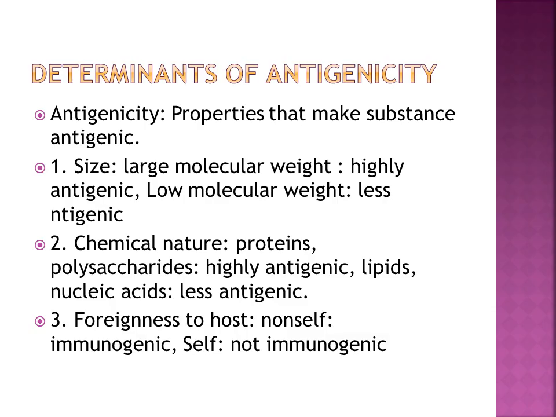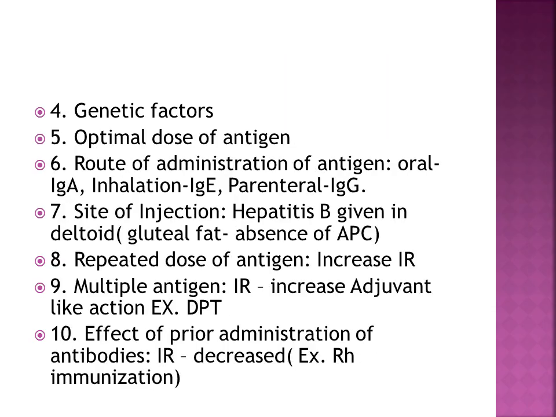Then the third factor is foreignness to host. So non-self substances are immunogenic. Self, mostly they are not immunogenic. Then genetic factors. Then next is the optimal dose of antigen. Then next is the route of administration of antigen. So if you give antigen orally, there is production of IgA antibody. In inhalation, usually there is production of IgE antibody, and parenteral, that is intramuscular or IV, it is production of the IgG antibody. Then site of injection.